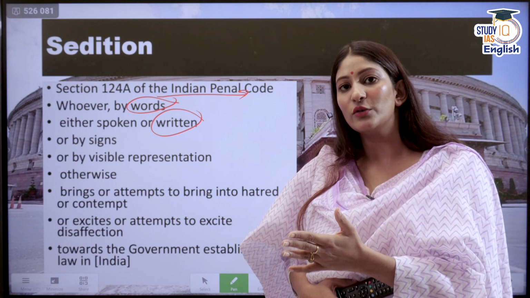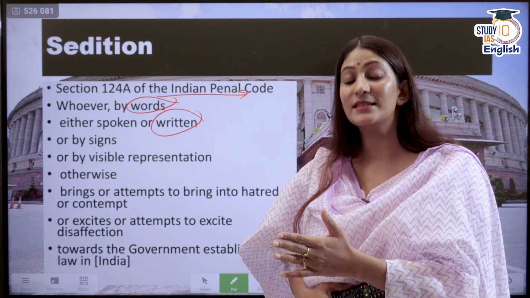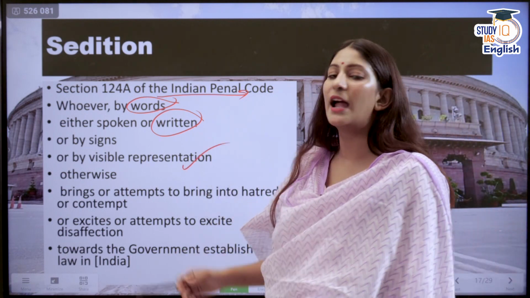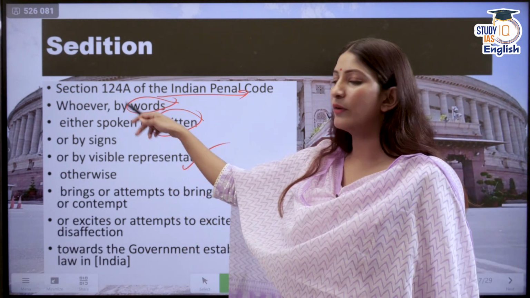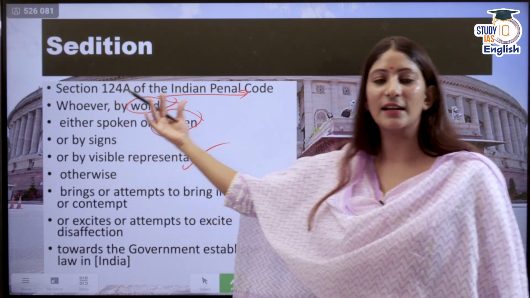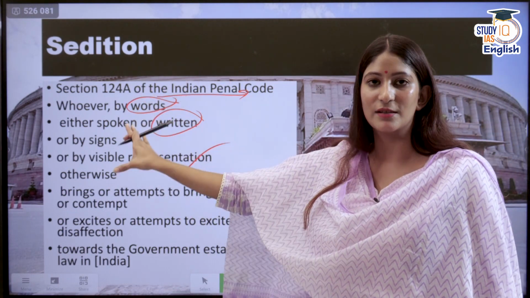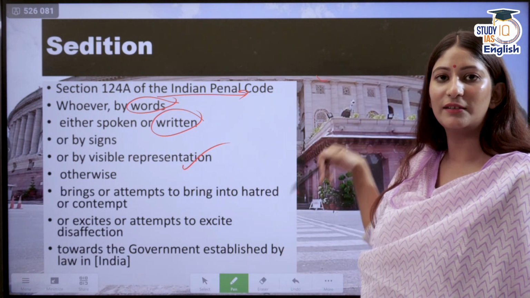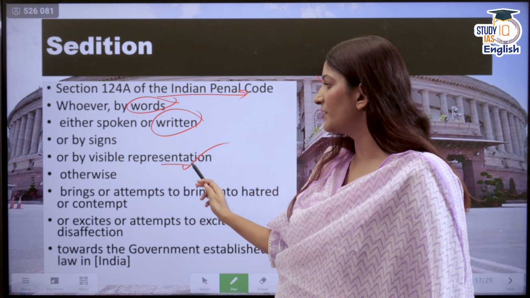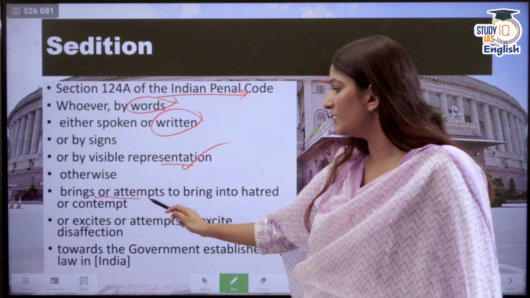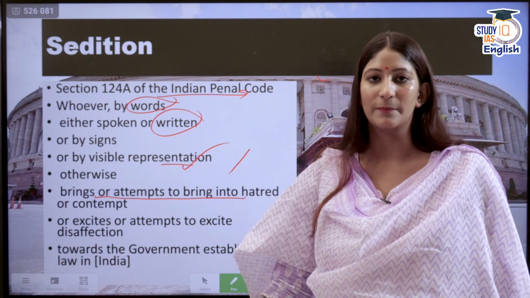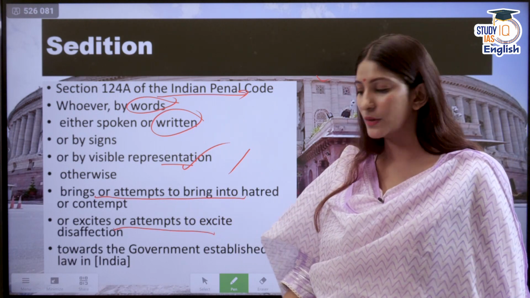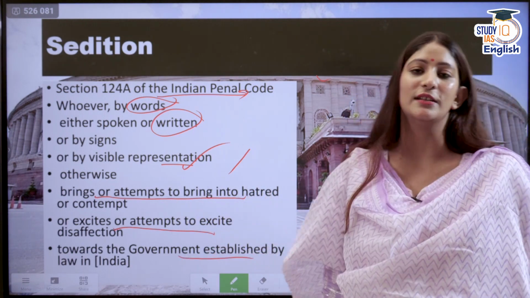This minister actually belongs to the government, and this government is established by law. So there are many facets to it. Then visible representation. I can also use a picture. I can use one man over here and I write citizens of India. I can make this person drawing, hold a gun, and another person is drawn over here, the minister, like this. That is visible representation. Otherwise, brings or attempts to bring into hatred or contempt, or excites or attempts to excite disaffection towards the government established by law in India.